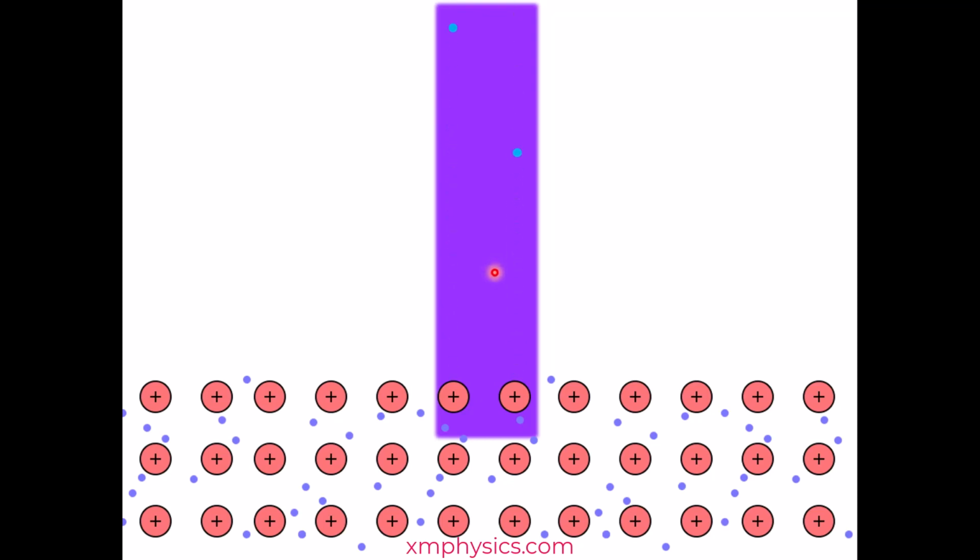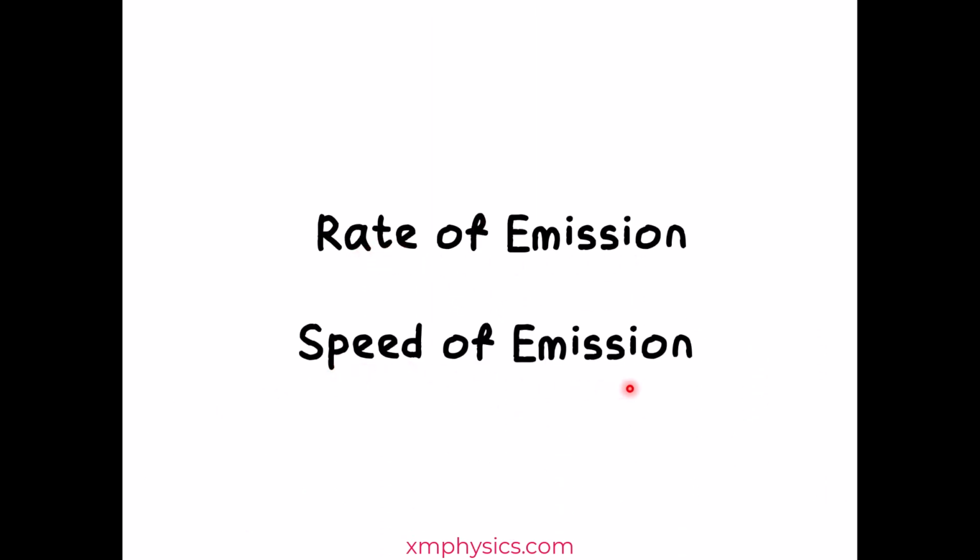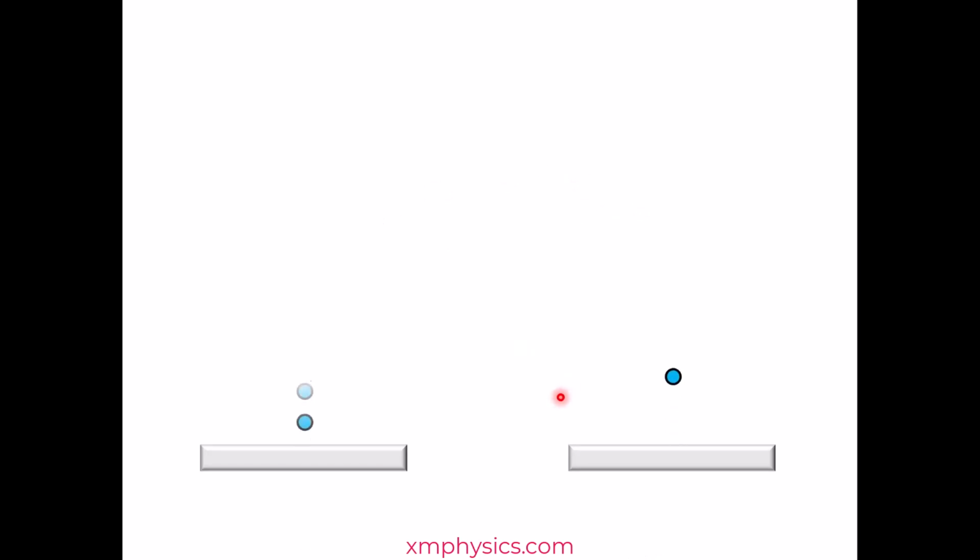But then it wouldn't be physics if we do not make measurements. And two measurements in particular suggested to everyone that something is not quite right. And those two quantities are the rate of emission and the speed of emission. They look similar, don't they? But they're different, yeah? So look here. These are two photoelectric emissions. One illustrates a high rate of emission and the other one illustrates a high speed of emission.